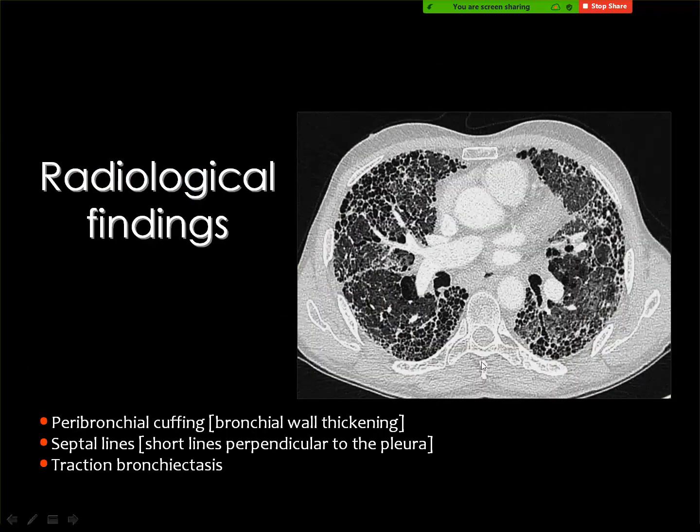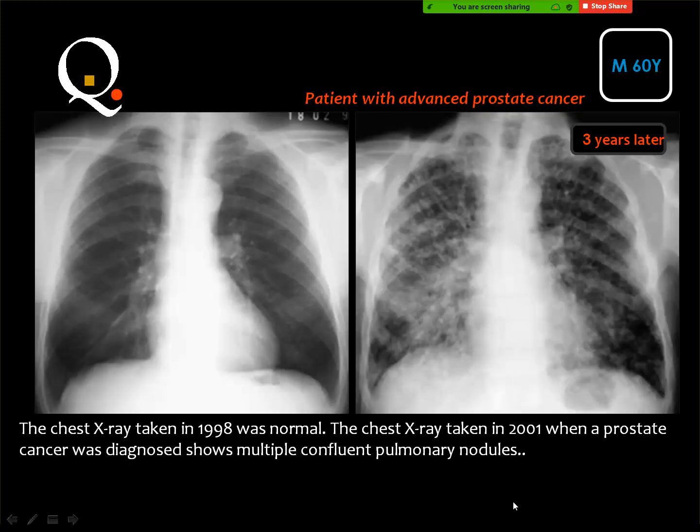And this is a classic appearance of usual interstitial pneumonia or idiopathic pulmonary fibrosis with the two main features, the traction bronchiectasis and honeycombing, and also you got ground glass opacities. Then this patient had an advanced prostatic cancer. The chest X-ray before 3 years showed this appearance, and after 3 years showed this appearance.